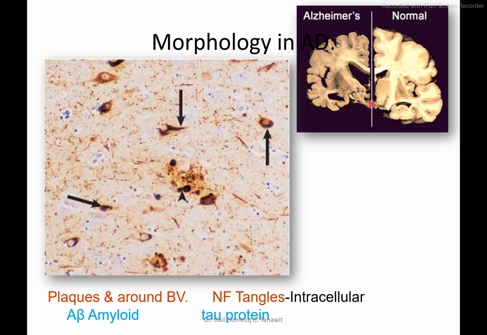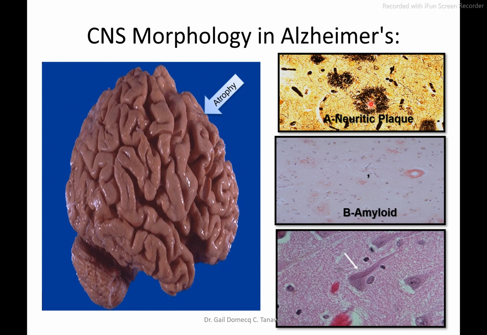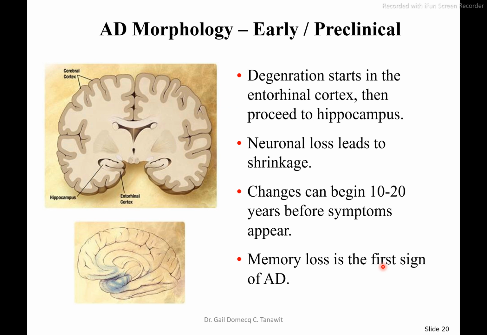And on gross morphology, the Alzheimer's brain would be more atrophic, the gyri are atrophic, the sulci are widened, as opposed to its counterpart, a brain of the same age. So this is the CNS morphology in Alzheimer's disease, atrophic brain. These are the neuritic plaques in here, your beta amyloid plaques, and neurofibrillary tangles.